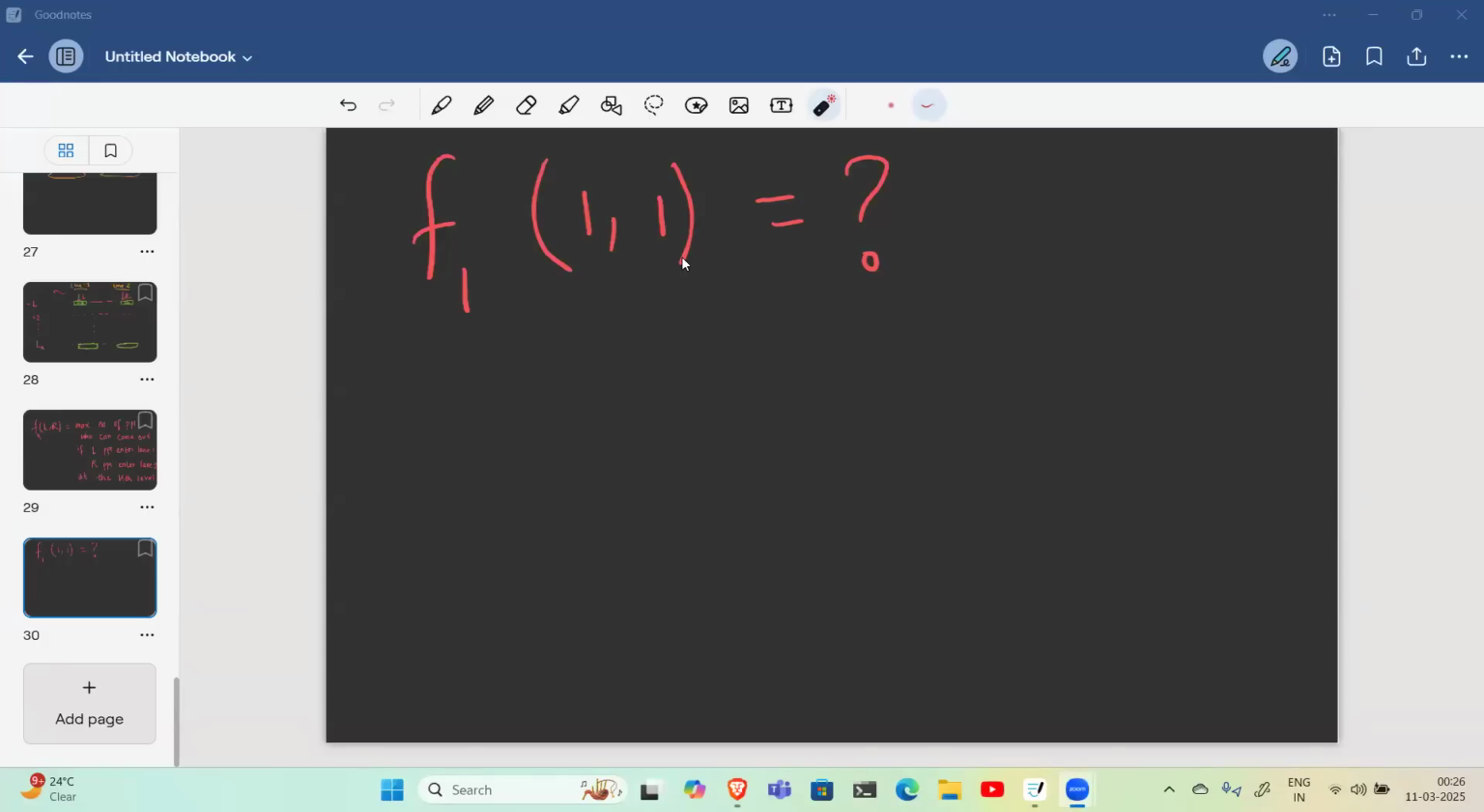The basic objective is that I have defined some function and we will do something so that we can compute this function. If I can compute this function, then I will print the value of F1 of 1, 1, and that will be the answer. But is the basic objective clear? What are we trying to do?